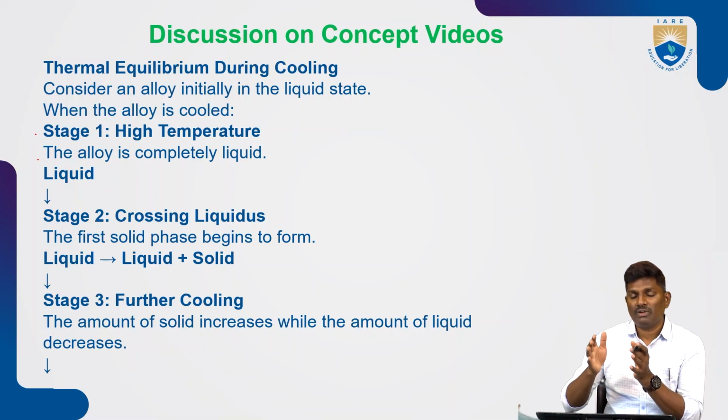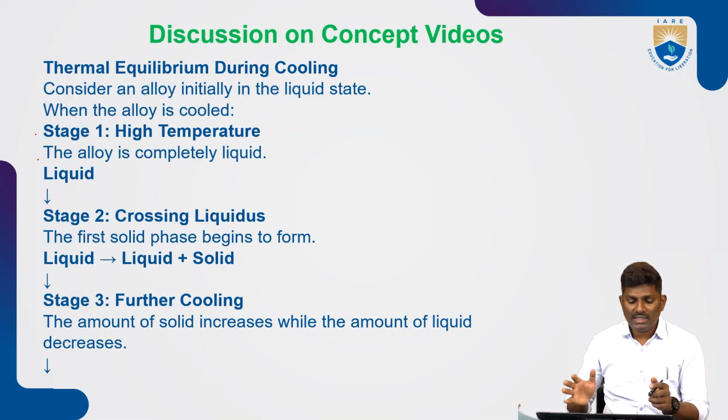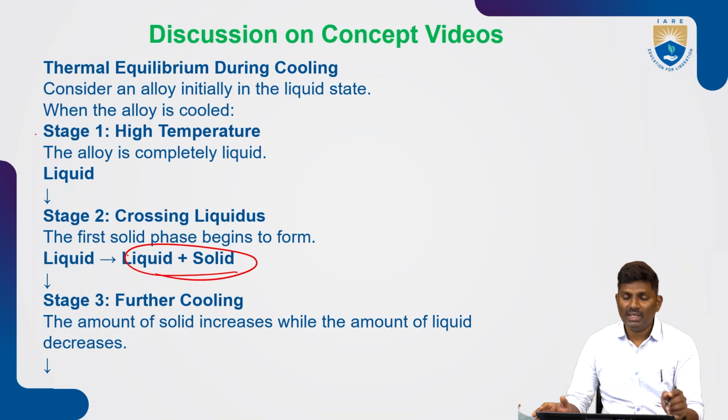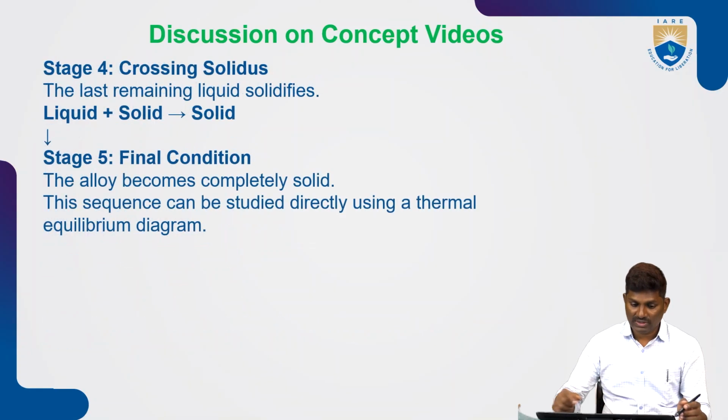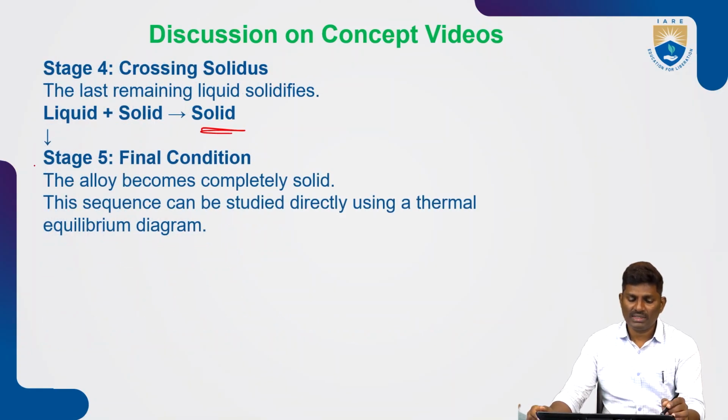There is a transformation of liquid to solid. Completely there won't be solid; it will be solid plus liquid. Initially the liquid is transformed to solid plus liquid, and further if you cool, it will come to the solid state. So this is the solid. In the final stage, the alloy becomes completely solid. This sequence can be studied directly using the thermal equilibrium diagram.